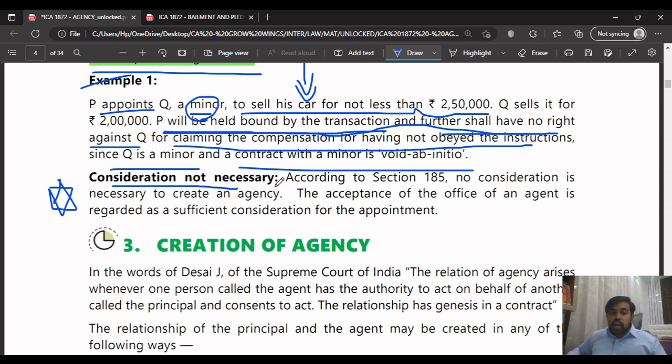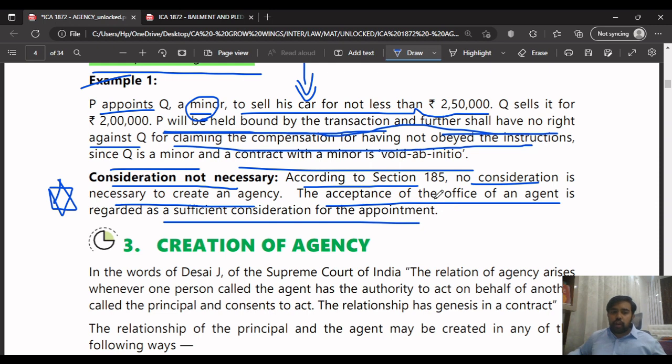That's what they have mentioned here. Consideration is not necessary as per section 185. No consideration is necessary to create an agency, and the acceptance of the office of an agent is regarded as sufficient consideration for appointment. To create an agency, there is no need for consideration. You would have read other exceptions too. For example, in case of persons with a near and dear blood relationship, if the person gives something as a gift, no consideration is necessary. That's what you should not forget.